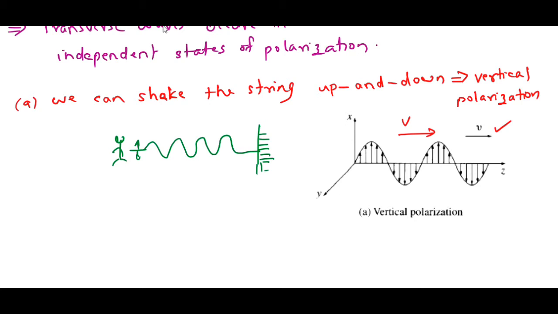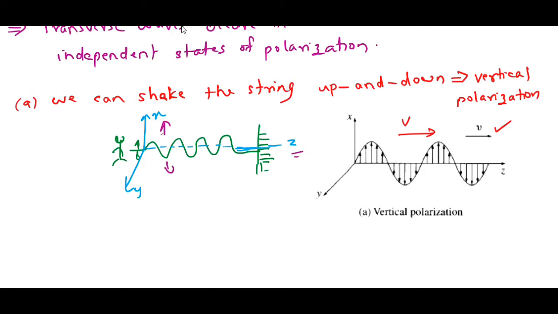Then if you draw the axis, this is the x-axis and this is the y-axis, and this is our z-axis. That is, the string element vibrates along the x direction, but the wave propagation is along the z direction.